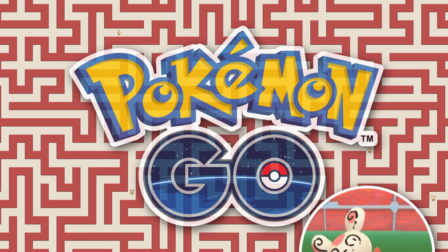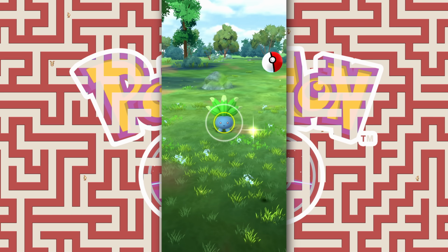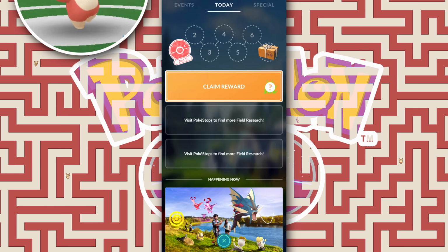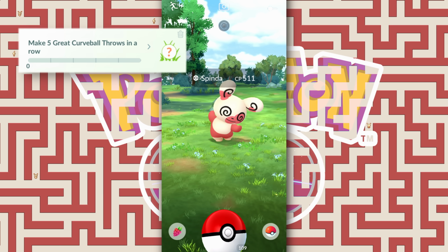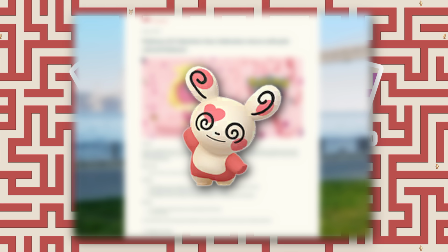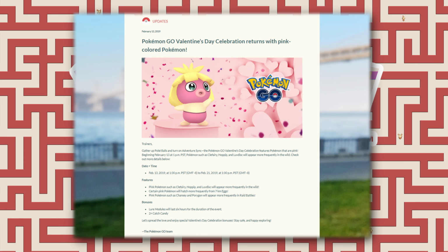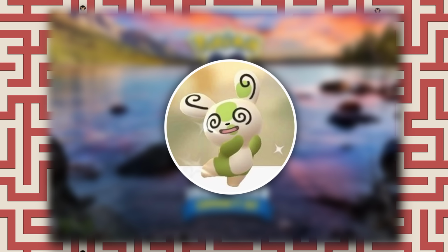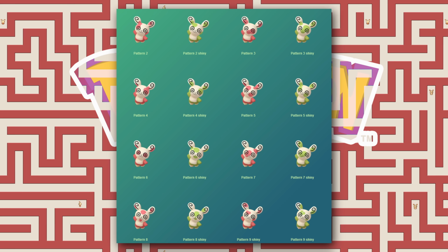Spinda was first added to the game in the summer of 2018 with 8 different patterns. Each month, a select pattern will be available as a reward for completing the field research task, make 5 great curveball throws in a row. The following year, a 9th pattern with a heart shape was added for the Valentine's Day event and continues to reappear every February. In the summer of 2019, Shiny Spinda was added to the game, except instead of getting the shiny versions of the existing patterns, we got a whole new set of 9 different ones.